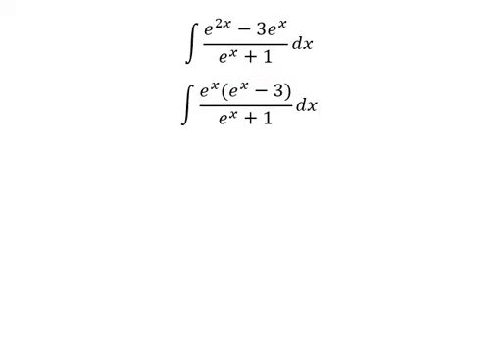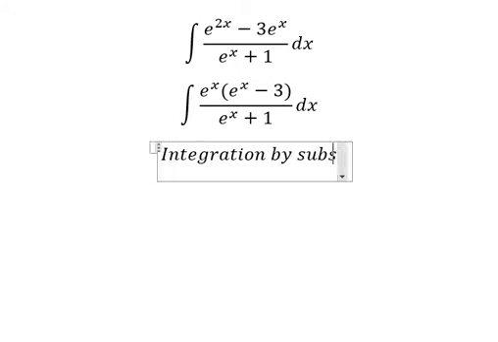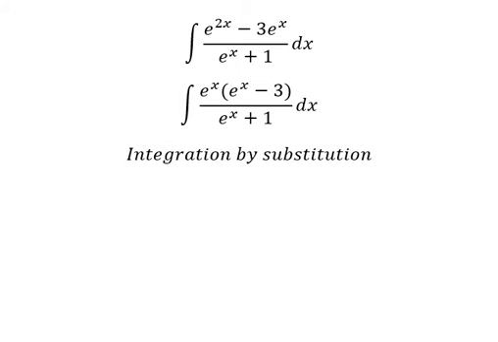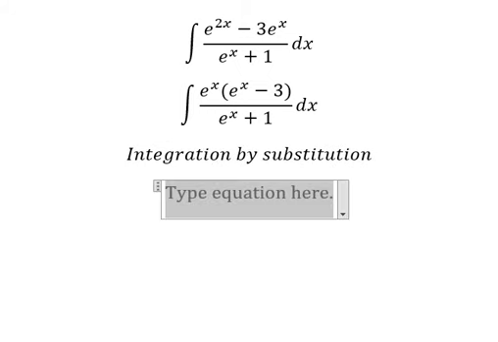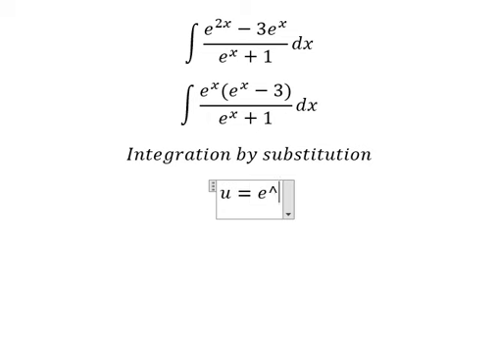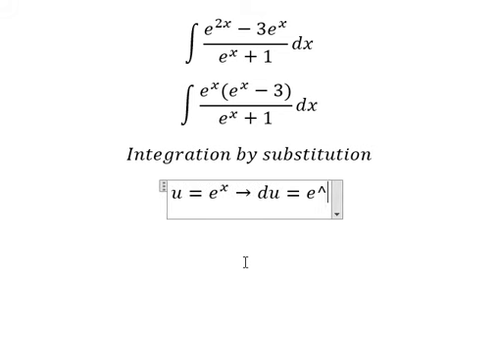Next, we need to use integration by substitution. So I will put u equals e to the power of s. Later, we take the first derivative of both sides, and you get e to the power of s ds.